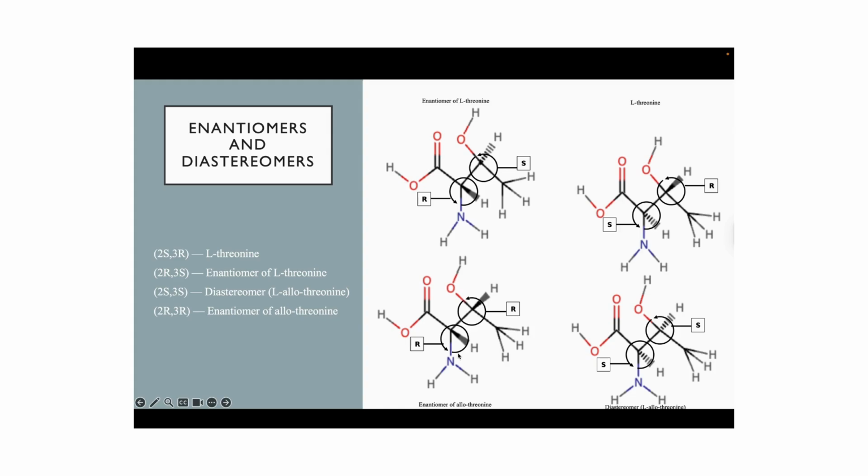For the enantiomer of L-threonine, it first starts as R, then becomes R because both H's are on the wedge, so both of them become R. And then for the diastereomer, same story. Both hydrogens are still dashed, therefore both of them stay as S.